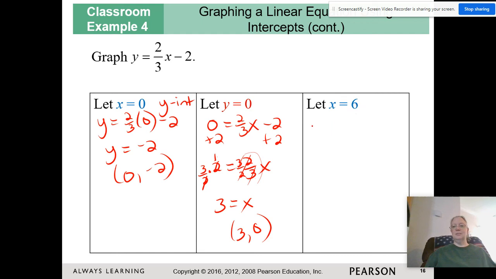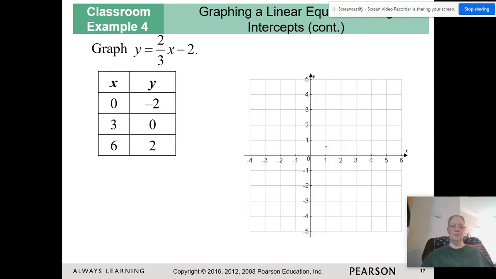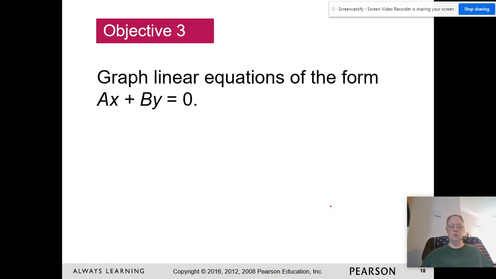And we're going to plug in 6. Divide by the bottom, multiply the top. All right, so these are our 3 points that we're going to plot: 0, -2, 3, 0, and 6, 2. Connect them, arrows. If you're like me and you kind of miss one of these points, you just make the point a little bit bigger. All right, I am going to stop here for now, and I will pick it up in another video.